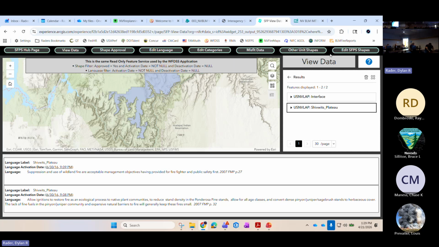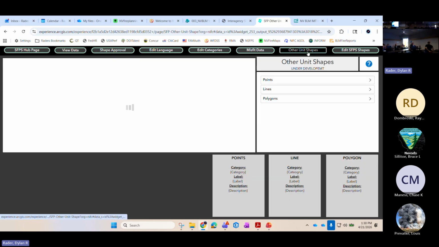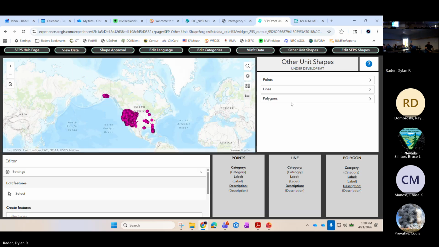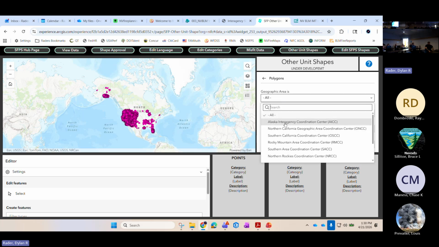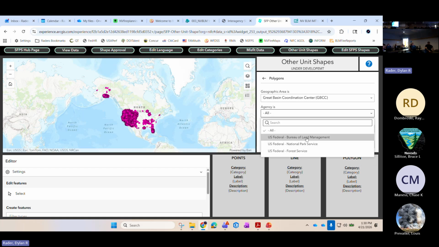There's a couple other things in here. So on this page here, maybe I should start with that. I know this is kind of hard, but this is a good diagram just to show the bins of spatial fire planning service: multi-unit, unit level non-overlapping, subunit non-overlapping, and subunit overlapping shapes. The other unit shapes that are in here, so in this case, let's say polygons, and let's say, Kate, do you have other unit shapes for Southern Nevada?